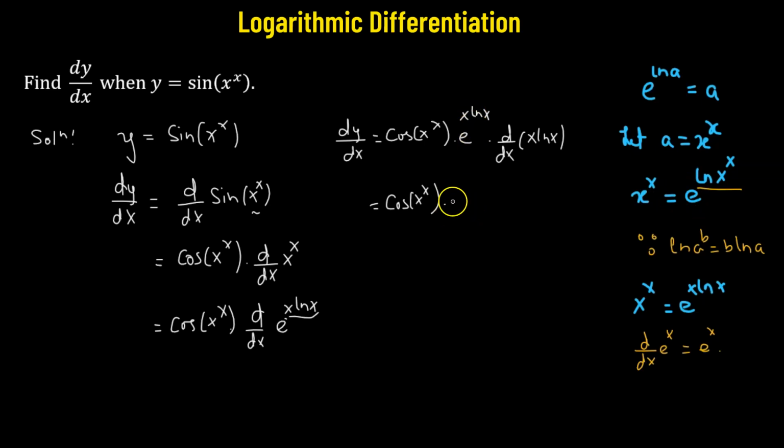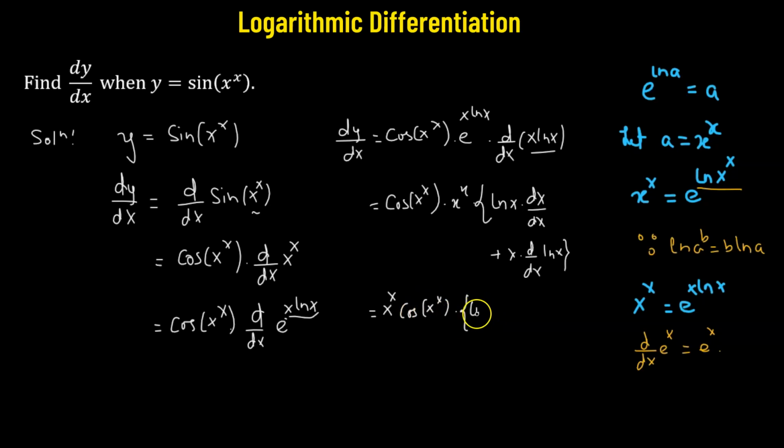So that's actually x raised to the power of x multiplied to, so here we'll have to use the product rule. So we have log of x multiplied to derivative of x with respect to x plus x times derivative with respect to x of log of x. Right. So this will be x raised to the power of x times cosine of x raised to the power of x multiplied to log of x. We know the derivative of x with respect to x is simply equal to 1. Plus x multiplied to derivative of the logarithmic function. So this is 1 over x. So which gives us x raised to the power of x times cosine of x raised to the power of x whole multiplied to log of x plus 1.